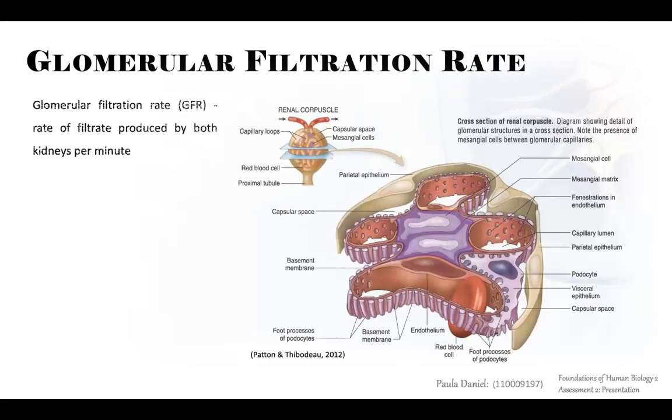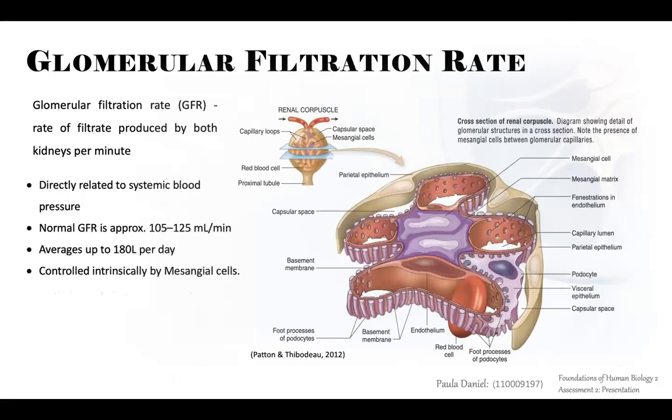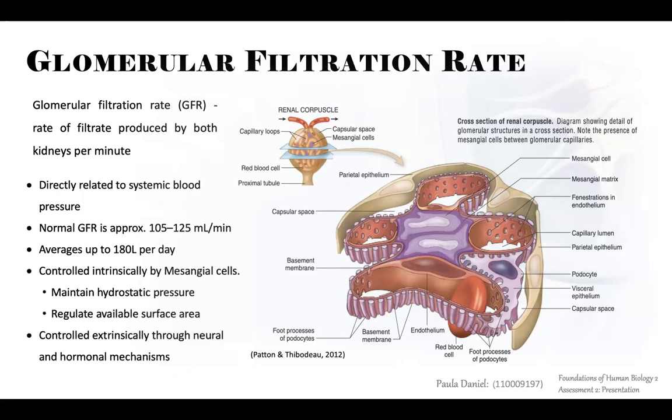The glomerular filtration rate, or the GFR, is the rate of filtrate produced by both kidneys per minute. It is determined mainly by glomerular hydrostatic pressure and is directly related to systemic blood pressure. A normal GFR is approximately 105 to 125 mL per minute, or up to 180 litres of fluid per day. 99% of this filtrate will be reabsorbed.